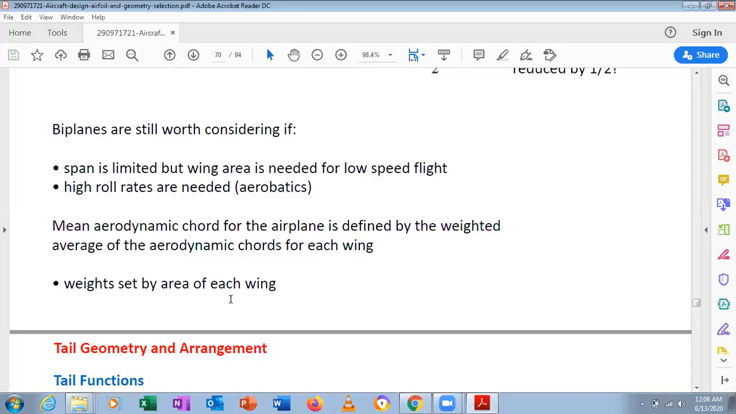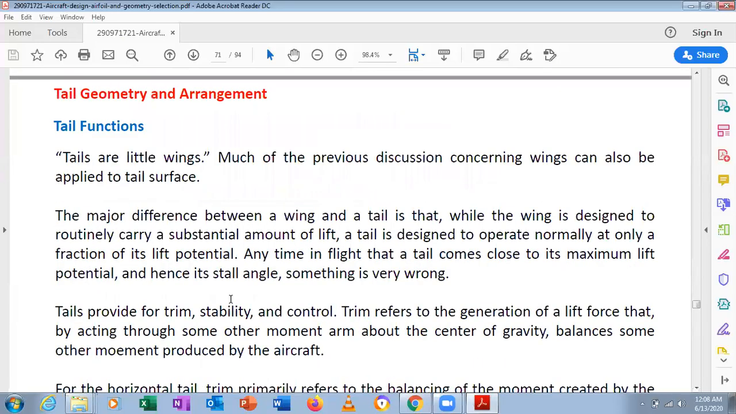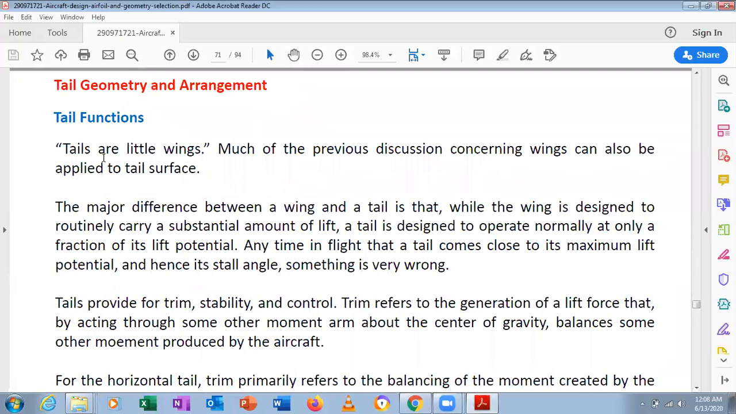We can look here at tail geometry. We have tail functions. Tails are little wings already. When we discuss tails, we have horizontal as well as vertical tails. They are called stabilizers. The vertical tail consists of a rudder and the horizontal tail consists of an elevator. They are also called little wings. Much of the previous discussion concerning wings can also be applied to the tail surface.